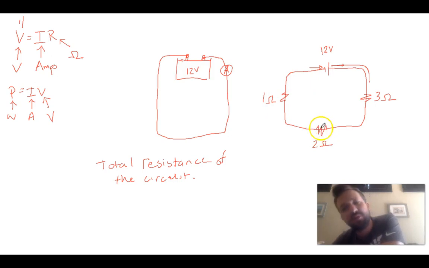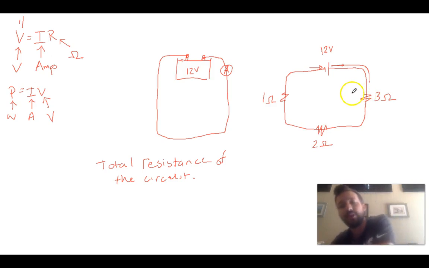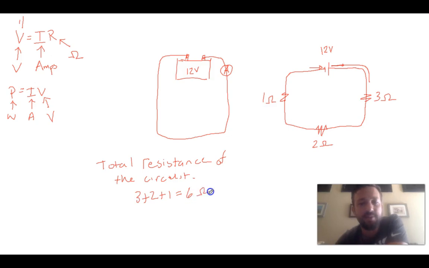You could think of these resistors as flashlight bulbs or something. When the electrons travel through, it lights up. So if you wanted to find out how much resistance all the electrons are going to go through, it would just be 3 plus 2 plus 1. So it's going to be 6 ohms of resistance that they go through.